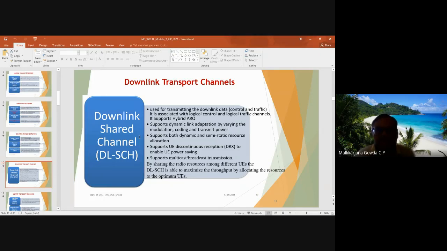I repeat once again, by sharing the radio resources among different user equipments, the downlink shared channel is able to maximize the throughput by allocating the resources to the optimum user equipments. Okay, so these are the 4 different types of downlink transport channels.